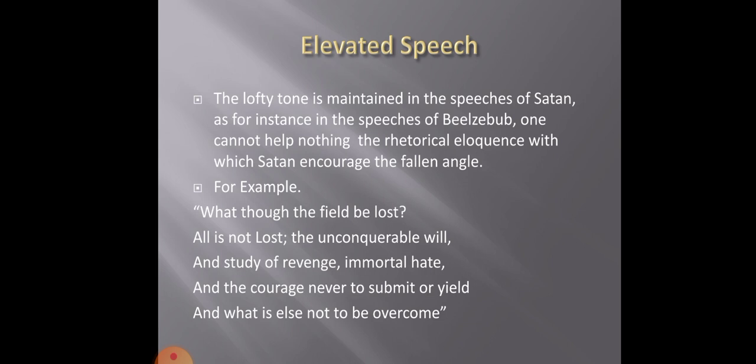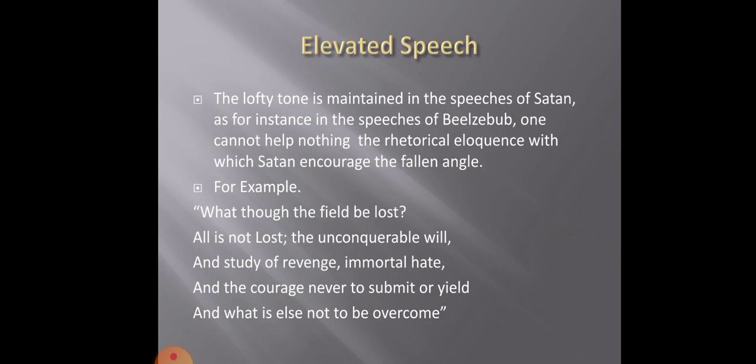For instance, though the field be lost, all is not lost. The unconquerable will, and the study of revenge, immortal hate, and the courage never to submit or yield, and what is else not to be overcome.